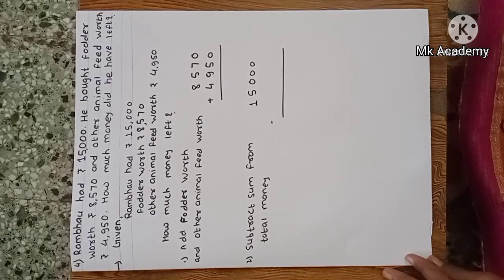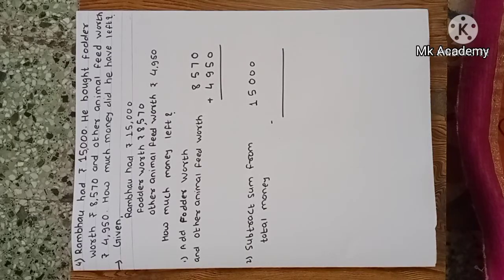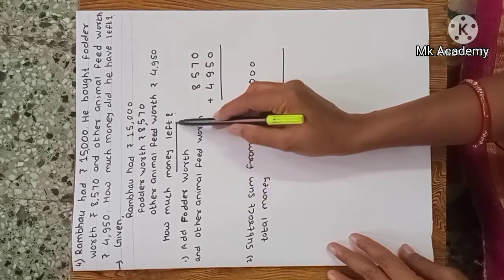Fourth, Rambhav had 15,000 rupees. He bought fodder worth rupees 8,570 and other animal feed worth rupees 4,950. How much money did he have left? Now first we write down what is given. Rambhav had rupees 15,000. Fodder worth rupees 8,570. Other animal feed worth 4,950. What is asked in this example? How much money is left?